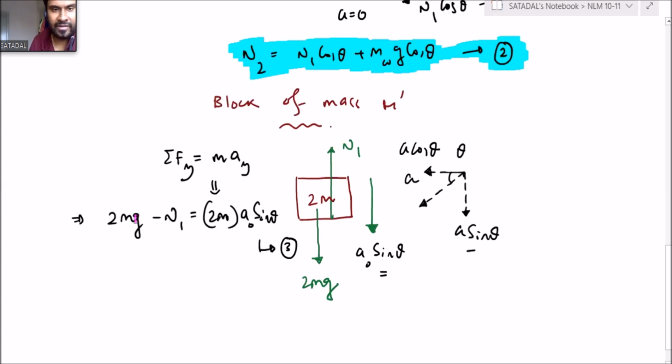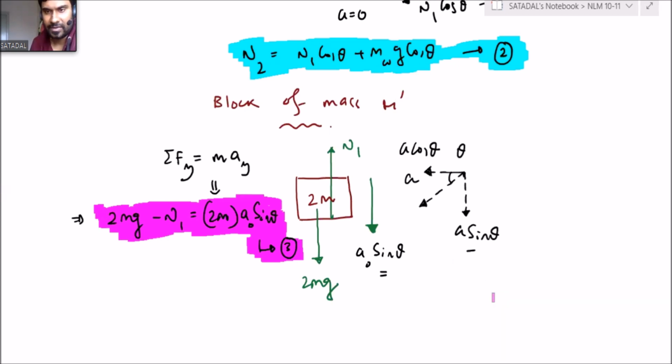Then I am giving a very simple task. What is that? Solve 1, 2 and 3 and tell me what A naught is coming. Chalo everyone, go for it. Solve 1, 2 and 3 and tell me how much A naught is coming. Quickly, everyone.